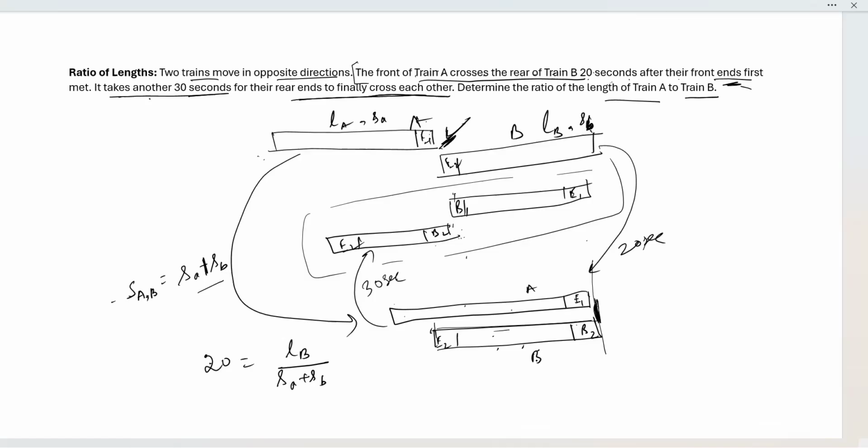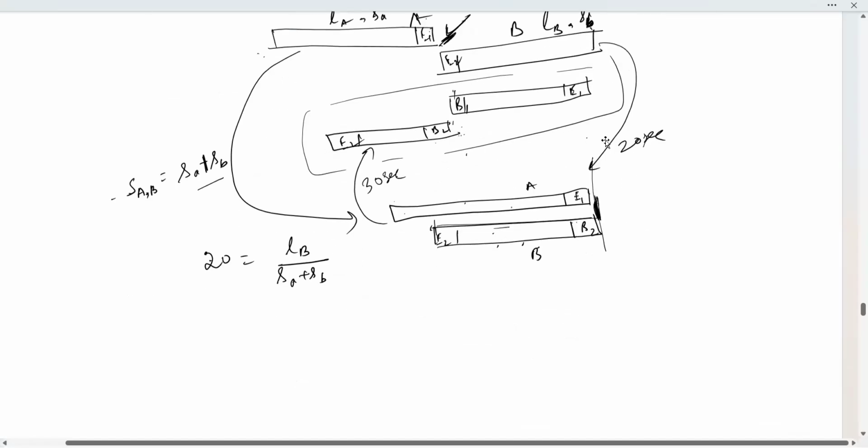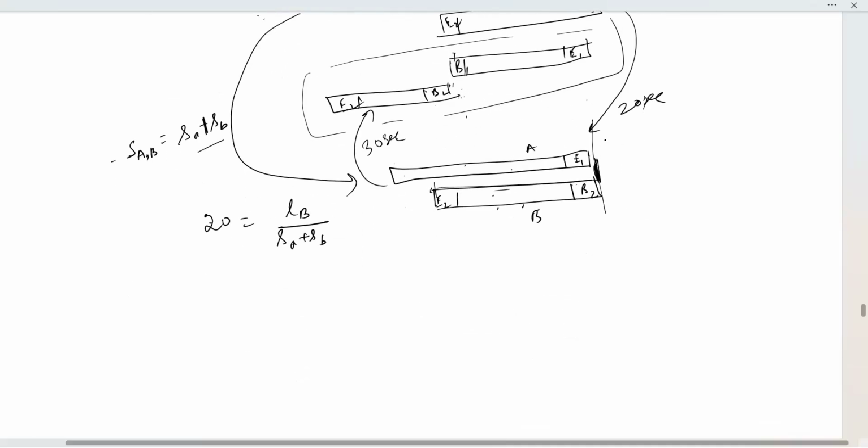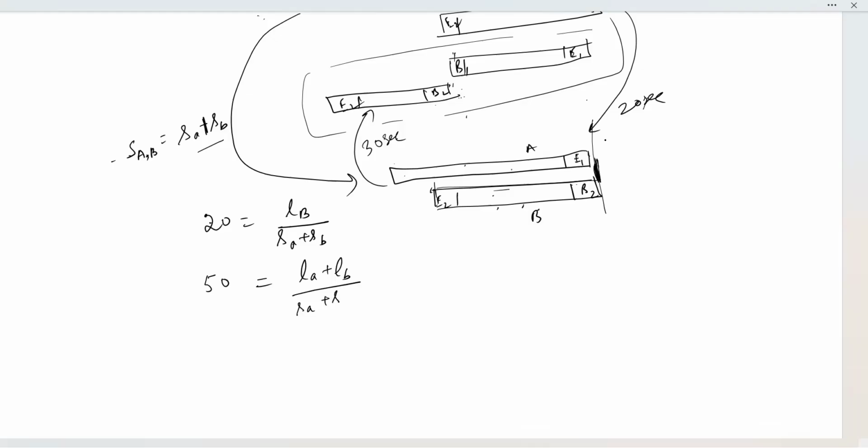So we have two relations. So complete crossing में क्या आ जाएगा? They will have to cross the total length of both the trains. The train A will have to cross both the lengths, LA plus LB upon SA plus SB. I have changed the subscript from capital B to small b. It's the same thing. So bear with me.